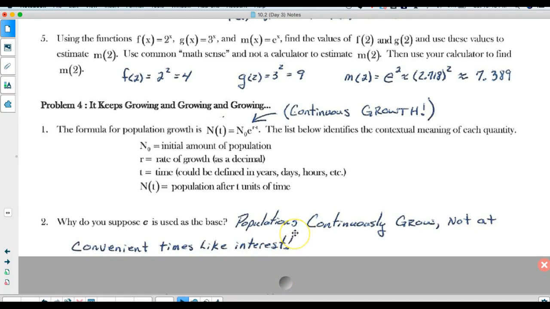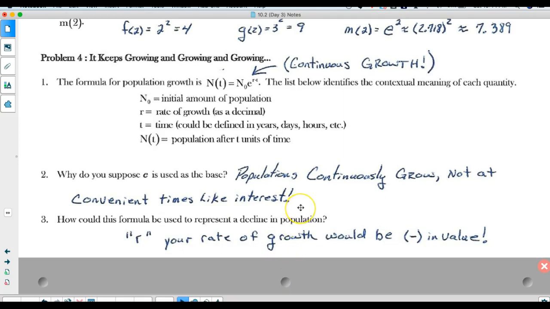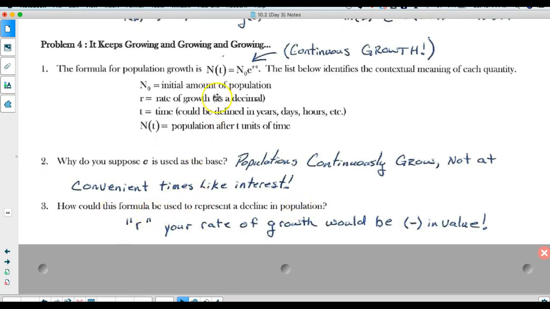Well, why do you suppose e is used as the base here? Because we're talking about populations, and populations grow continuously. They don't just grow at convenient little times like in January, February. They continuously grow at a constant rate, an exponential rate. And then we're going to look at how we can use this formula, because e is a number greater than 1. Therefore, you would think it would always be a growth exponential function, but it doesn't have to be.